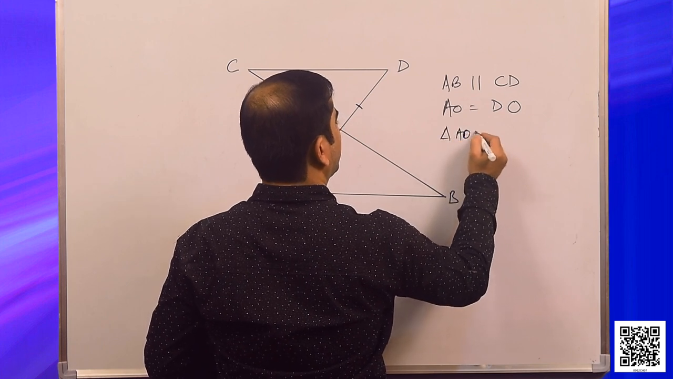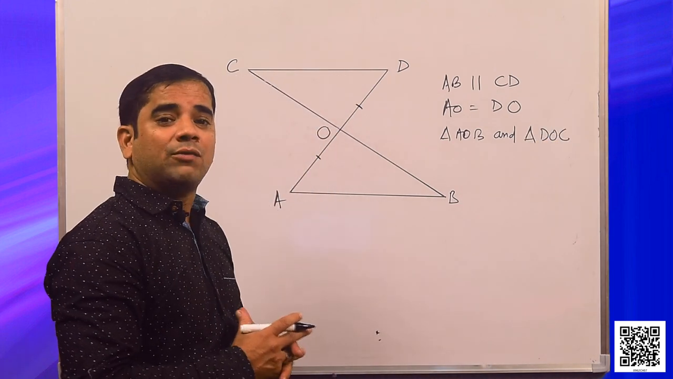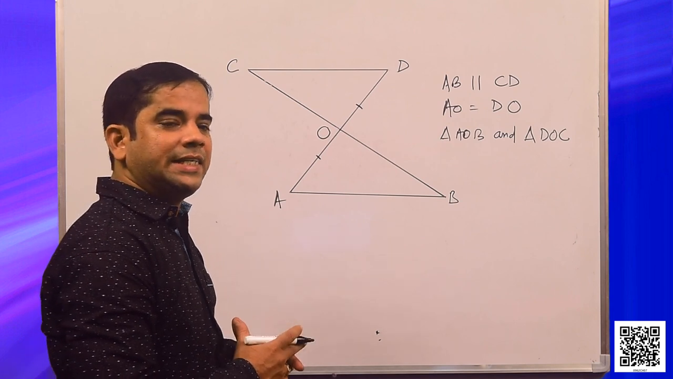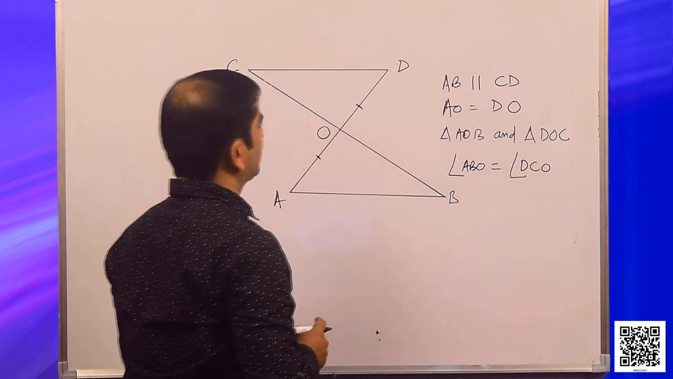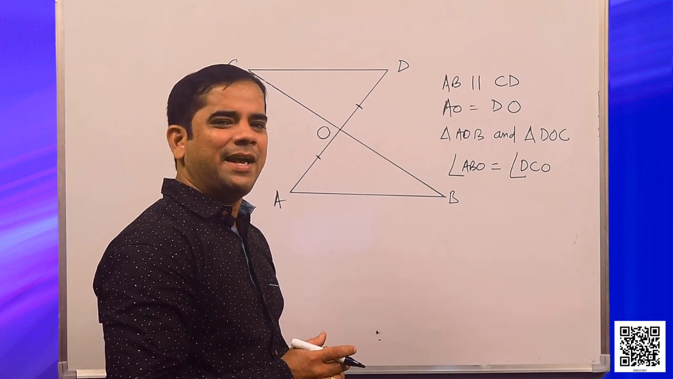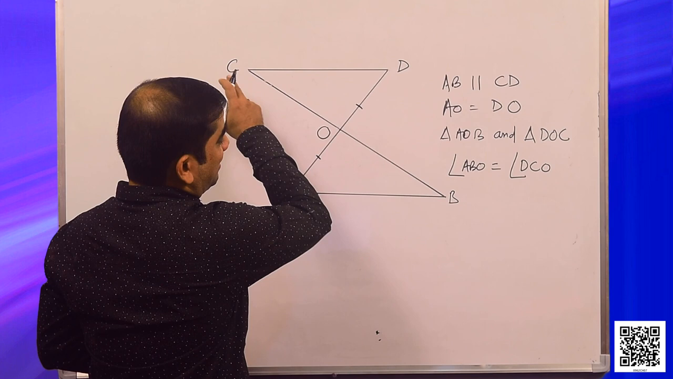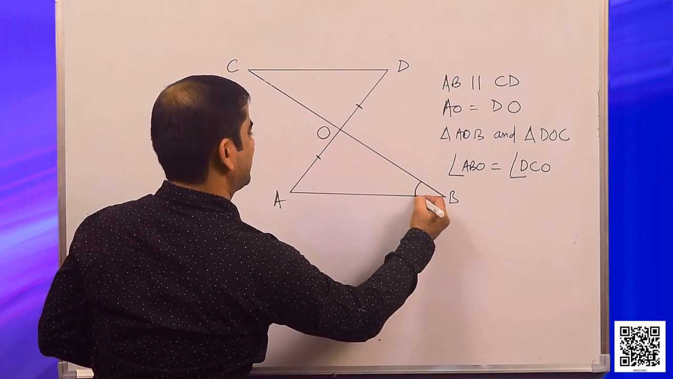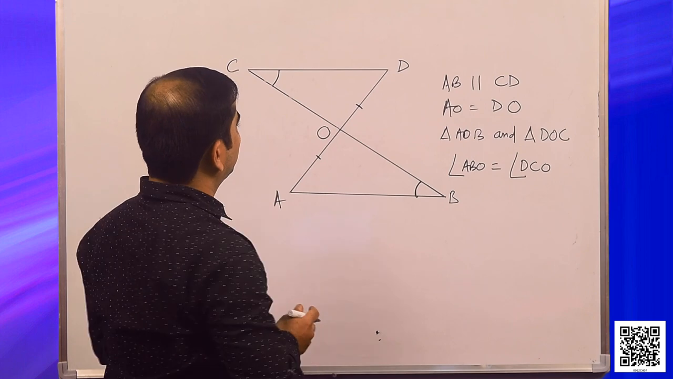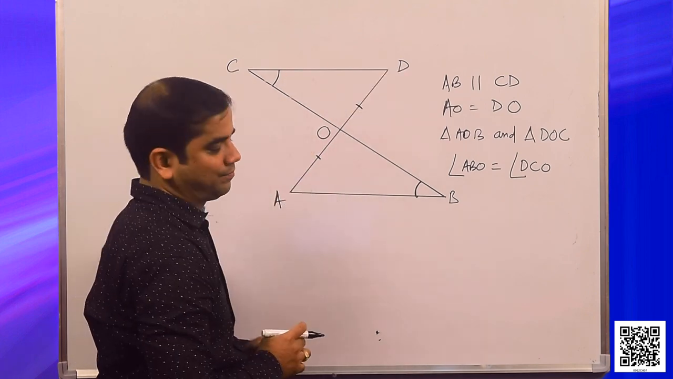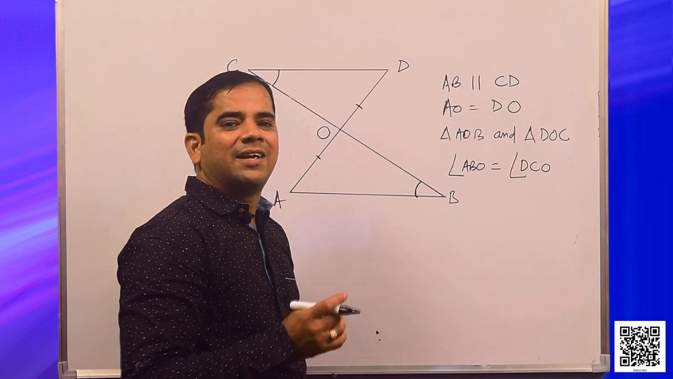Triangle AOB and triangle DOC. So, what we can find is that angle ABO is equal to angle DCO. Why? Alternate angles, as AB is parallel to CD and BC is the transversal. That means angle ABO and angle DCO are interior alternate angles, so angle ABO is equal to angle DCO.